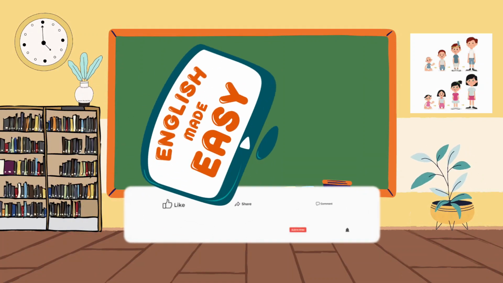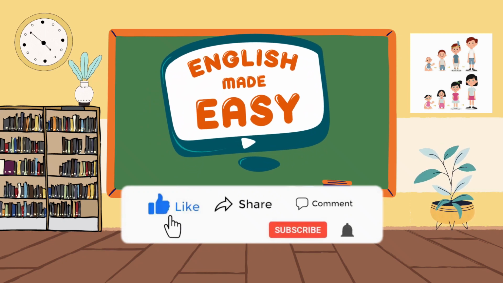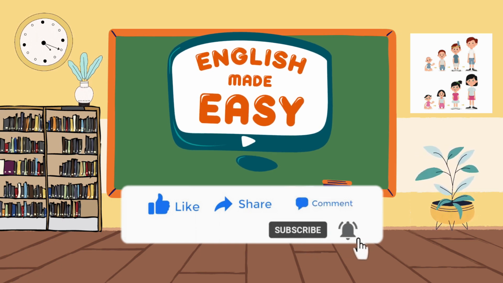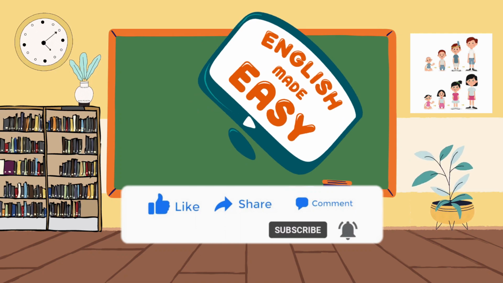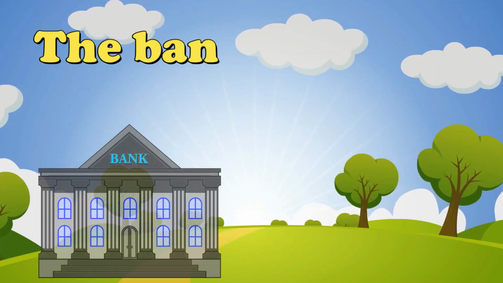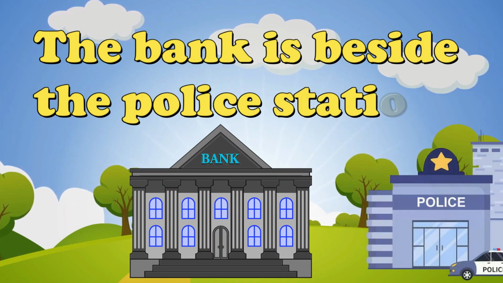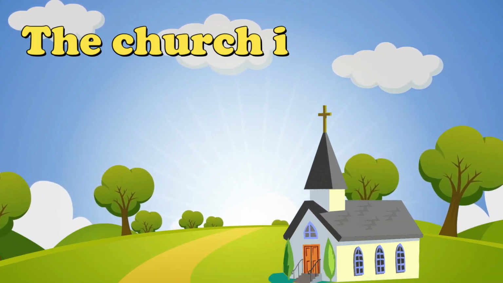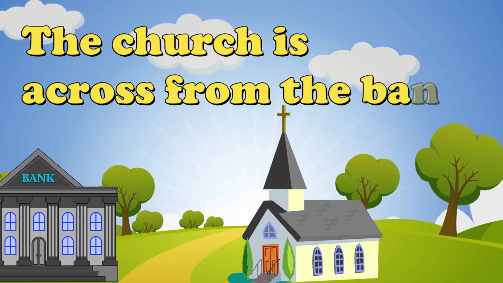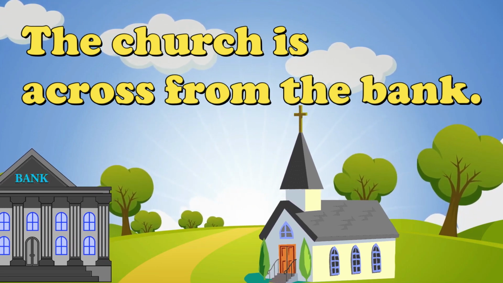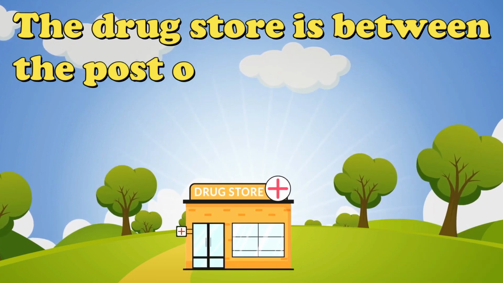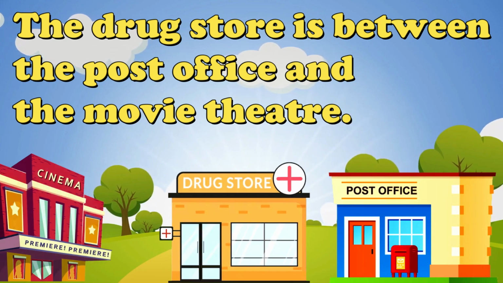Now, let's use them in a sentence. I will also show pictures for you to easily understand the differences in the usage of each common preposition. The bank is beside the police station. The church is across from the bank. The drugstore is between the post office and the movie theater.